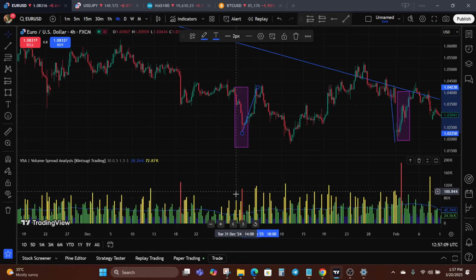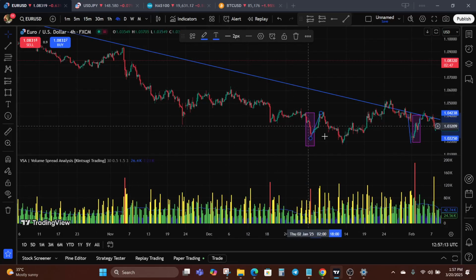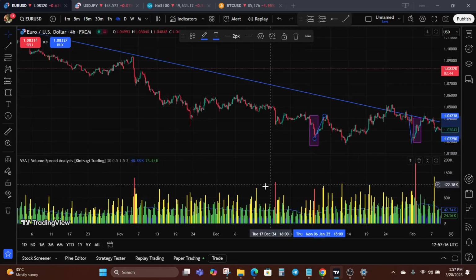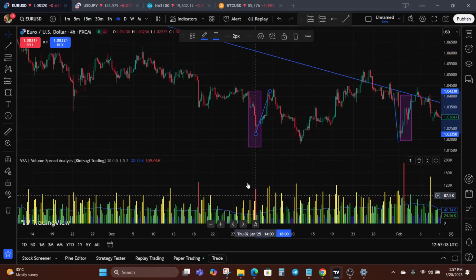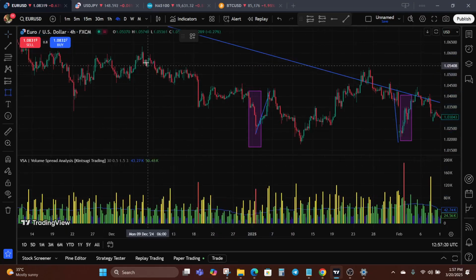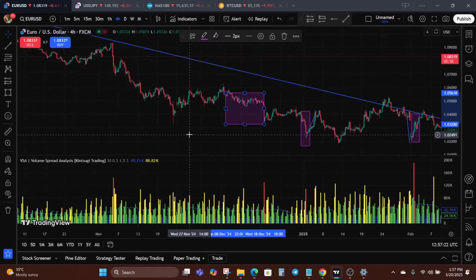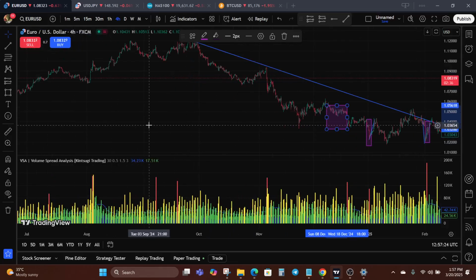It seems as if when you get the red spike, you should be watching out for a move against the impulse move. You should be watching out for a corrective move. But when you get a yellow spike, you should be looking out at further movement in the direction of the trend. All right. So that is what I can observe right now.